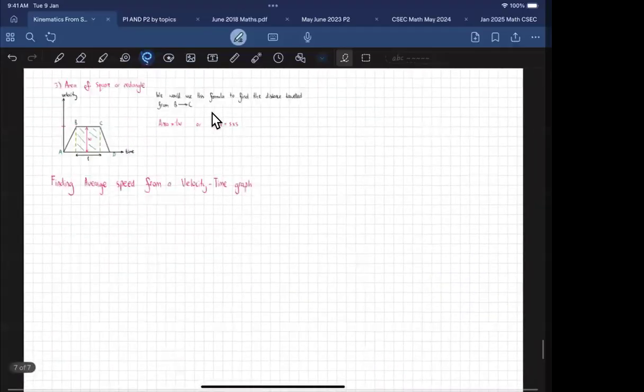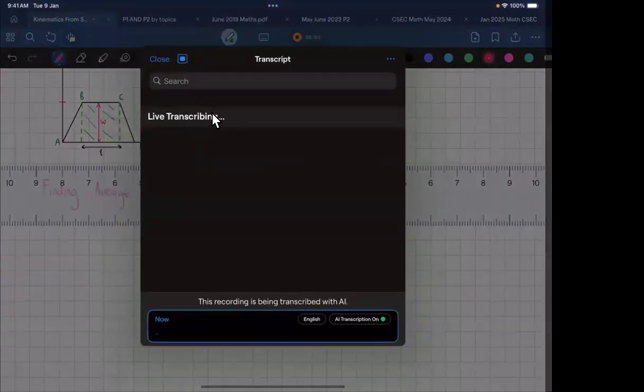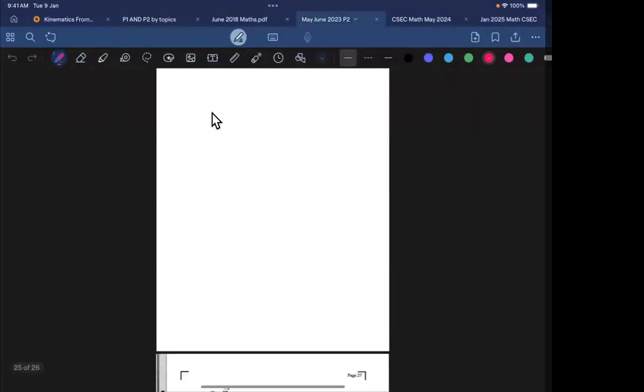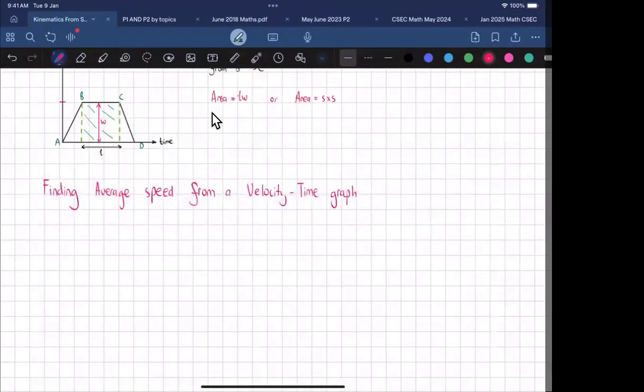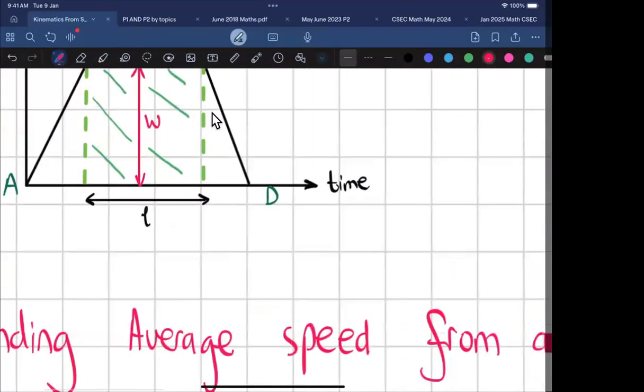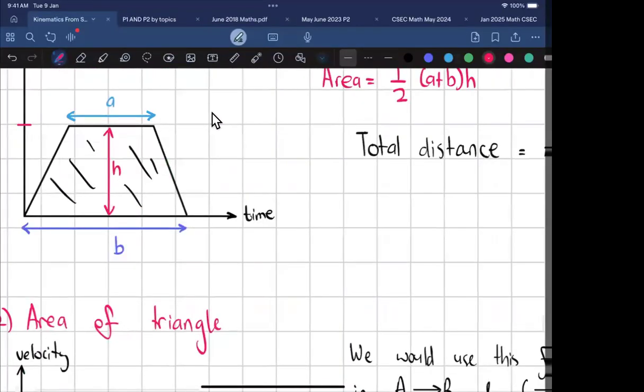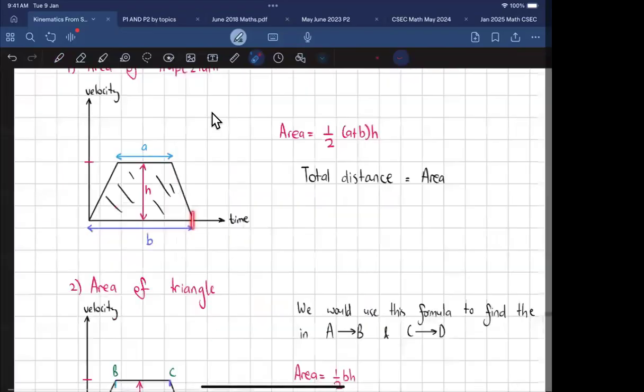So if you want to find the average speed, in this case, for the total distance you would have to find the area of the trapezium, and then you would just divide that by the total time taken. It shouldn't be hard to read that off. As you can see, Keely, you could just take this reading right here for the total time. So that shouldn't be an issue.